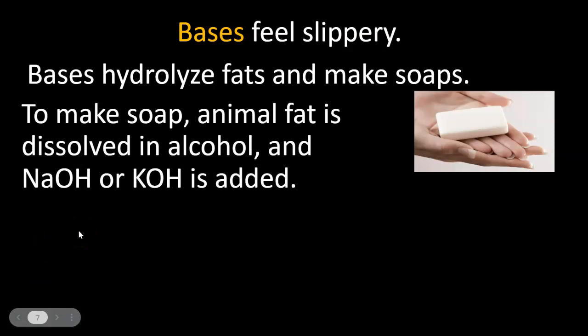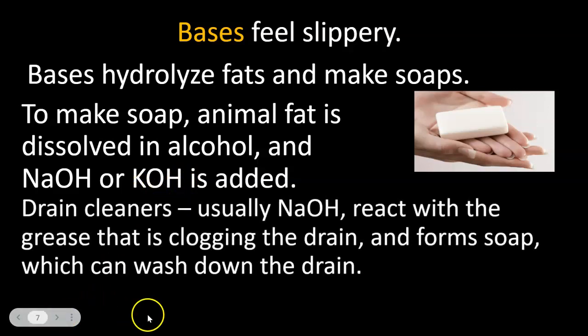So to make soap, animal fat is dissolved in alcohol, and sodium hydroxide or potassium hydroxide is added. I want you guys to pay attention to these formulas here. So we have hydroxides, which are OHs. Anytime you see an OH, that's going to be a pretty good indicator that you're dealing with a base, okay? Because acids donate hydrogen and bases will accept hydrogen. And when we're dealing with bases, if they have a hydroxide, that OH, you can typically tell from the formula that it's going to be a base.